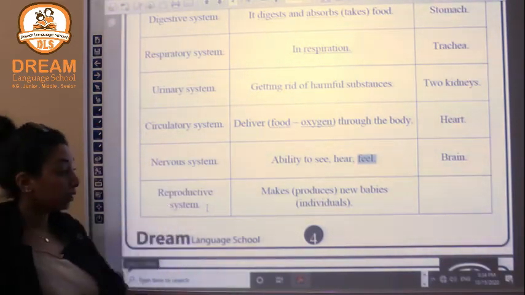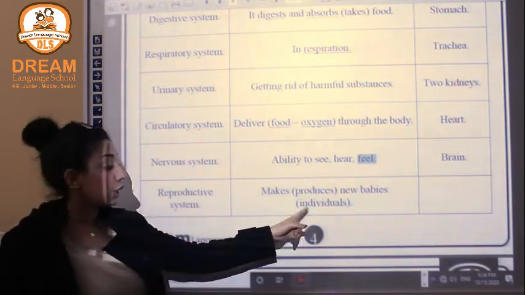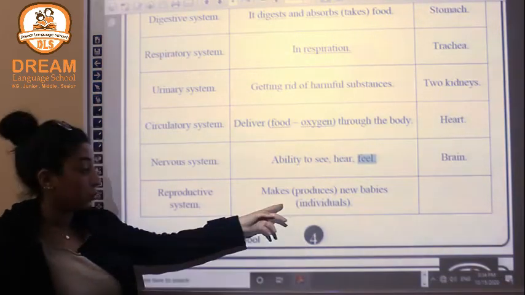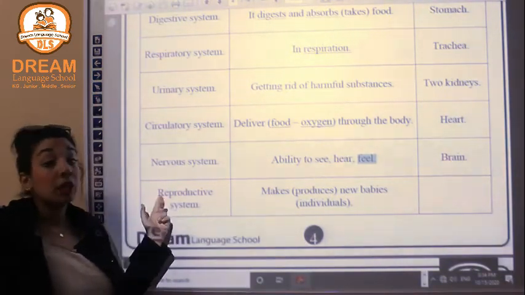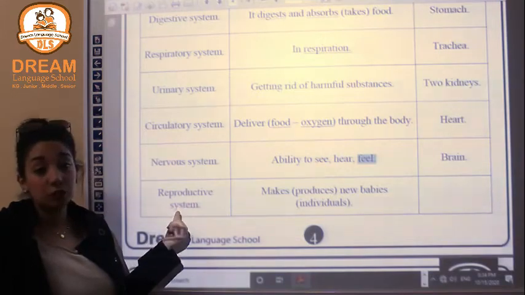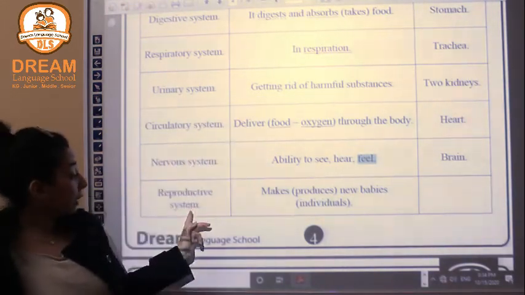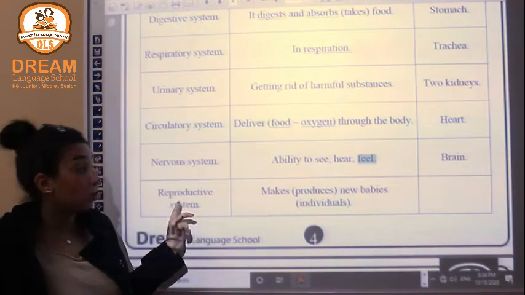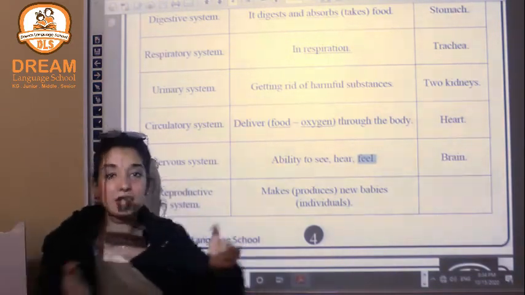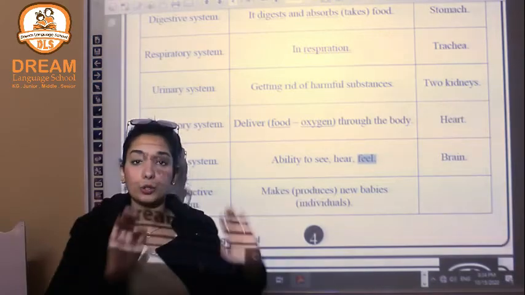The last system is the reproductive system. Reproductive system is to give a new individual, a new baby. So what makes you give a new baby? The reproductive system. Can the urinary system do what the reproductive system does? Of course not. Each system has its own function, its own work.